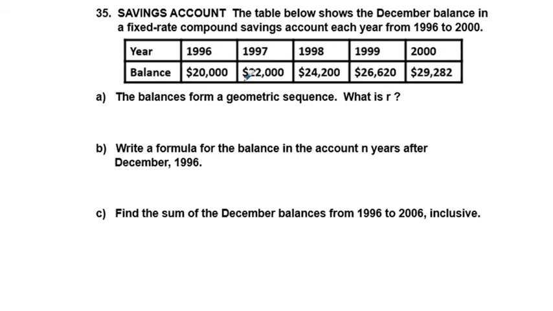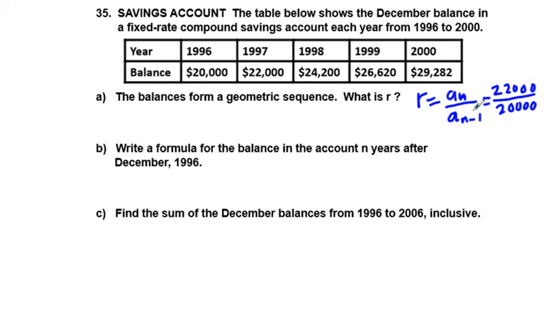The balances form a geometric sequence. What is r? Well, you might recall that r is equal to a sub n divided by its prior term. So if we take a sub n divided by a sub n minus 1, we can take any two successive terms. We'll take the first two we had here. We'll say a sub n is 22,000, and a sub n minus 1 is 20,000.